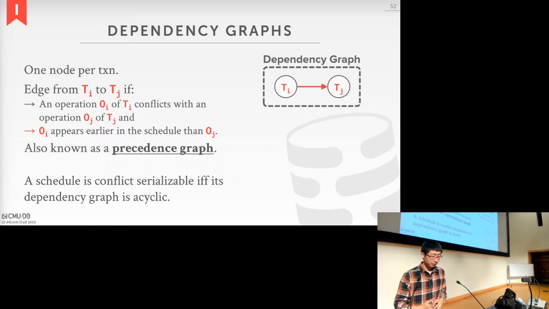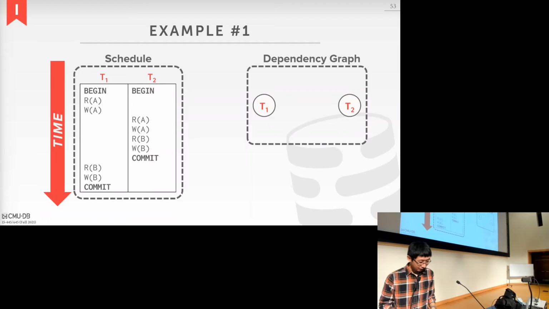And then with this simple graph, the way to determine whether a schedule is conflict serializable is actually straightforward. You just look at whether there are cycles in this graph, right? If there is a cycle, no matter how you swap operations, at the end of the day, you will never be able to make this schedule equivalent to a serial schedule. And if there's no cycle, then you can always figure out some swapping so that you can make the schedule equivalent to a serial schedule. Make sense intuitively? Okay, nice. So we'll give you some examples.